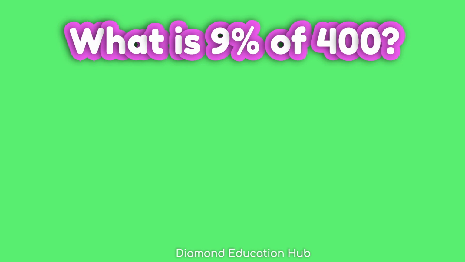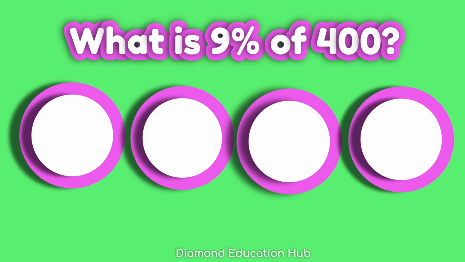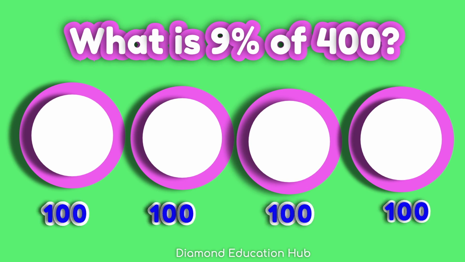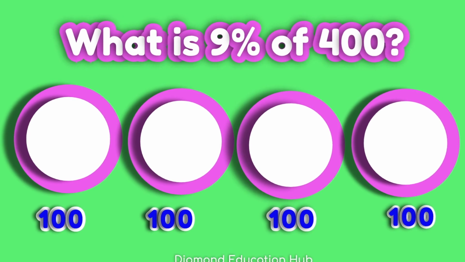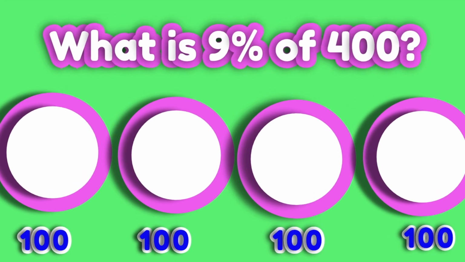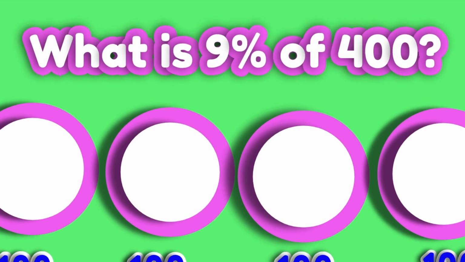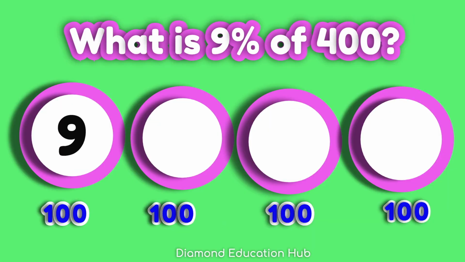First, find out how many hundreds you have. I have 4 100s, so I have 400. Go back to the sum. How many percent is in each 100? There is 9% in each one.